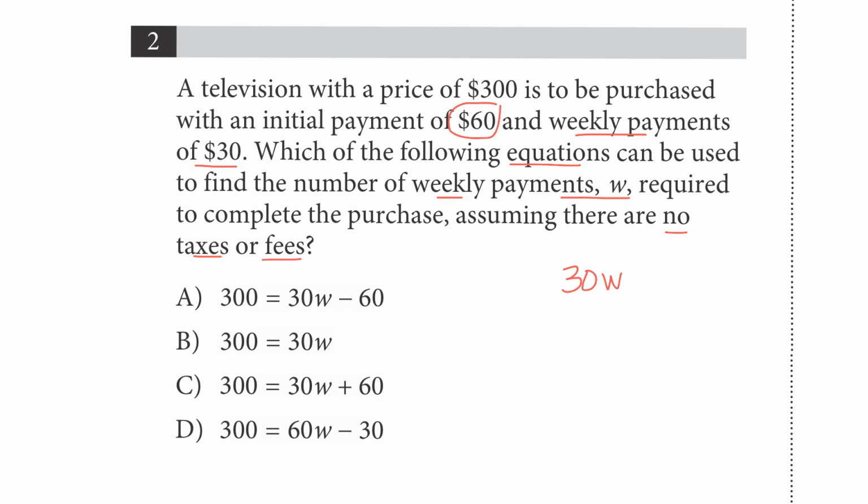Okay, so initially there's $60 for the initial payment, so it's $60 plus the 30W, $30 weekly, and that looks like answer C for number 2. 300 would be 30W plus 60.